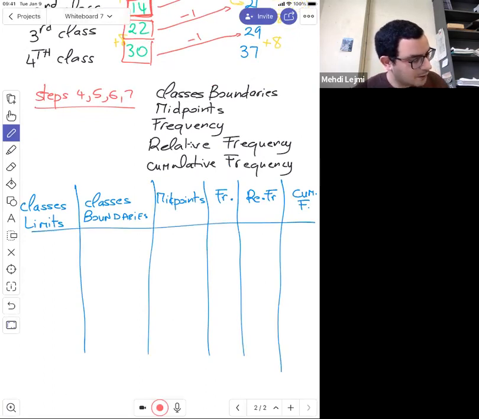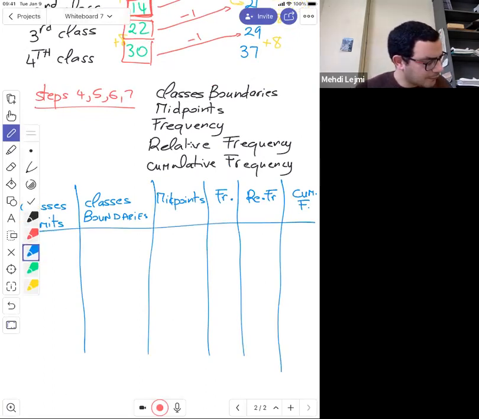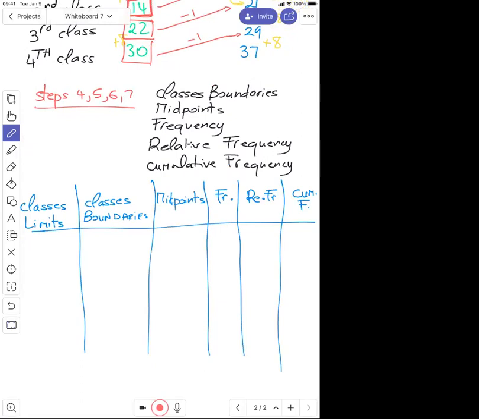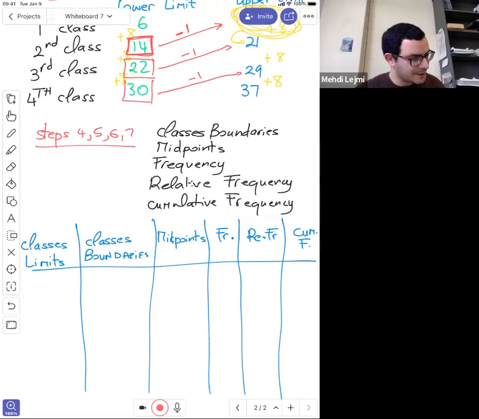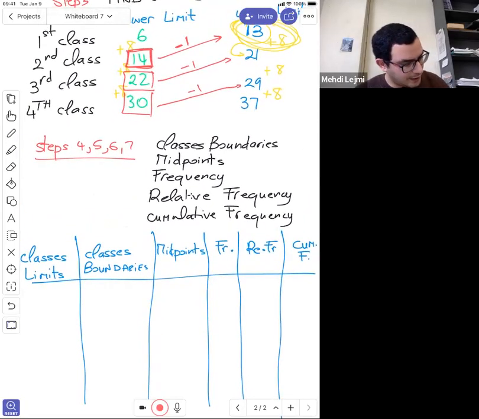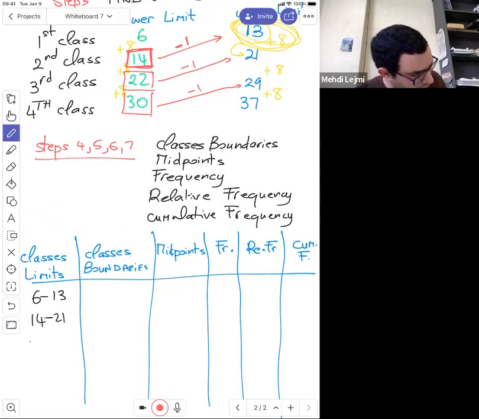All right, so for the class limits, we have the first class, and the interval is from 6 to 13. And then we have from 14 to 21, from 22 to 29, and then from 30 to 37.